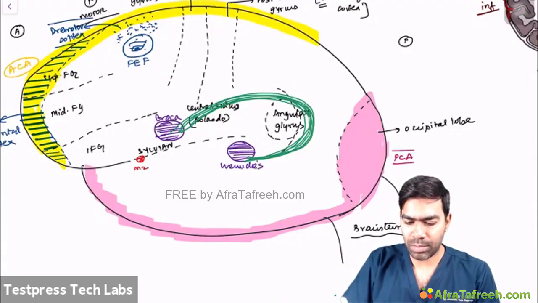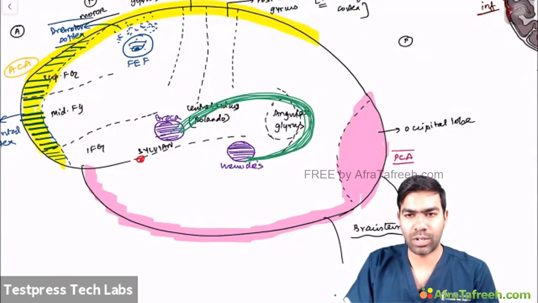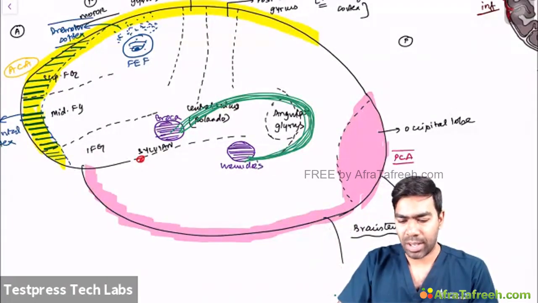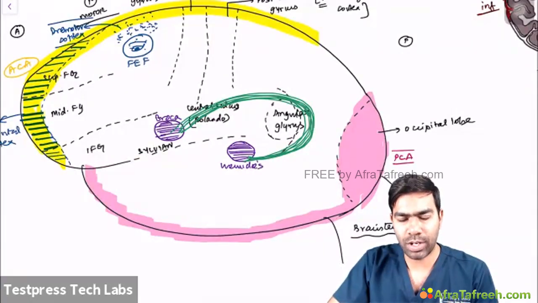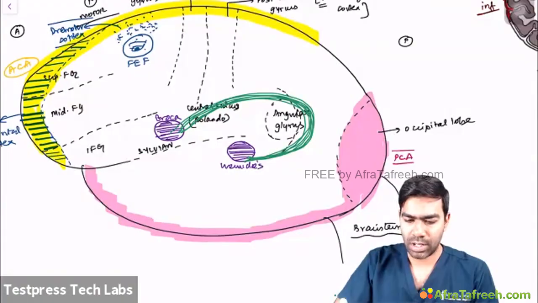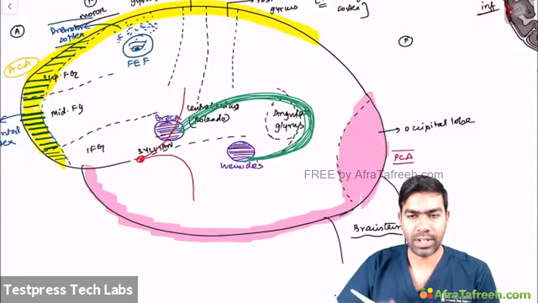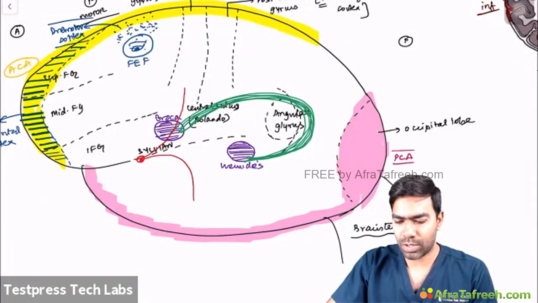From the M2 segment, you're going to get two divisions, the superior division and the inferior division, that are going to go on the top and on the bottom on the lateral side of the hemisphere. I'm not going to tell the exact divisions, but anyway, two divisions are there. One is the superior division, another is the inferior division. So just understand the concept, that's all. I'm not drawing the exact anatomy, just the conceptual anatomy.